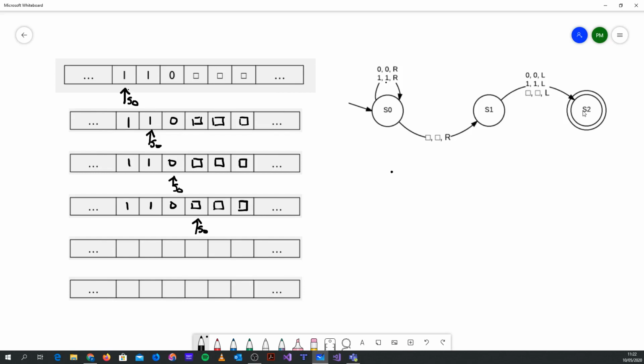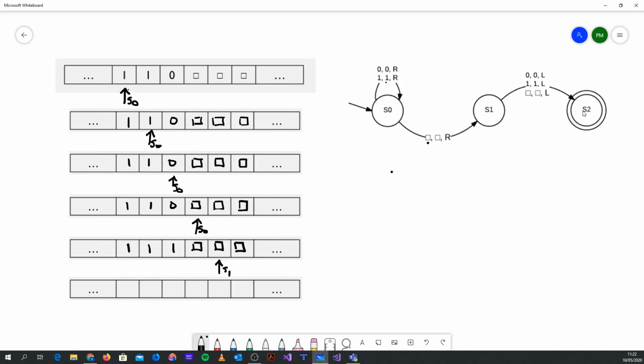Currently the read write head is here, and we read a space, which means that we're on this transition. So we read a space, we write a space back, so that doesn't alter, and we move right. So we move right, but because we've moved right, we've transitioned to S1. But none of the data alters in this particular case.